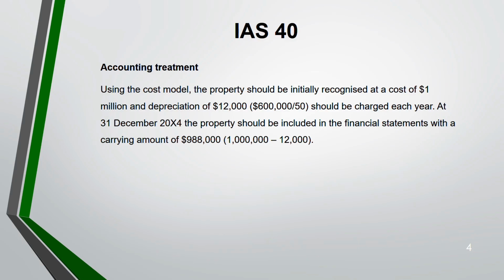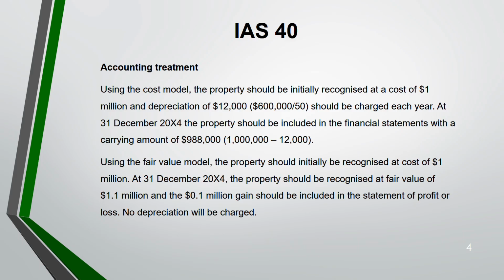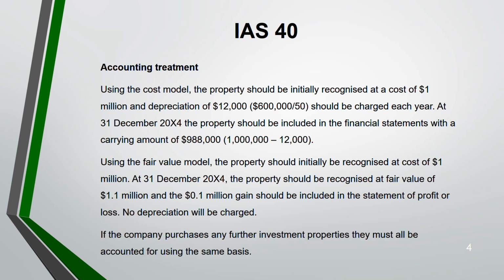Okay. So that 12,000 you will deduct from 1 million and get the carrying amount in the statement of financial position, 988,000. Under the fair value model, you will recognize the property at 1.1. So from 1 million at 1.1, what is the gain? 0.1. That 0.1 million gain will be recorded in your statement of profit and loss. Investment property are not depreciated. If the company purchases any further investment property, you have to account for it using the same basis.